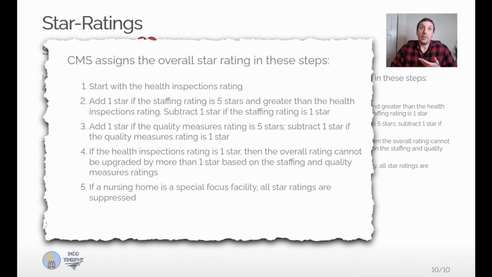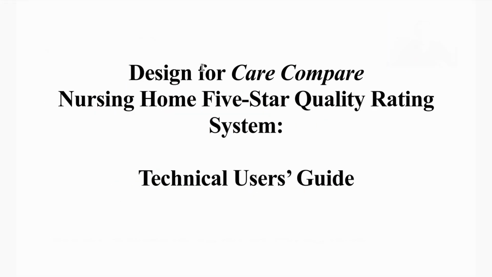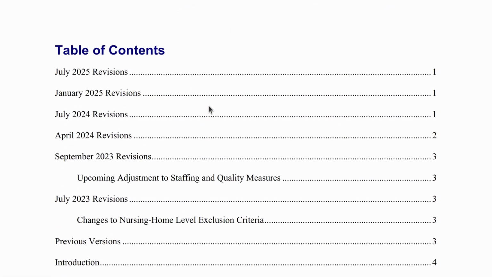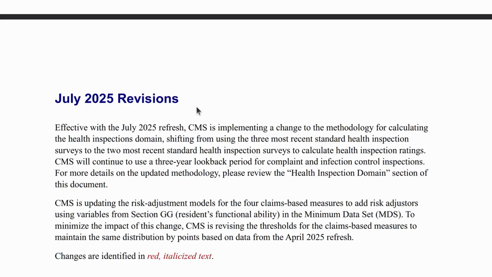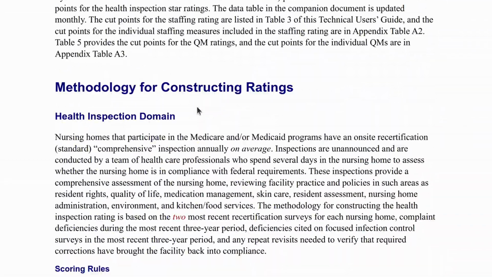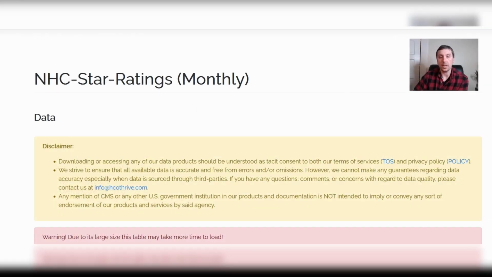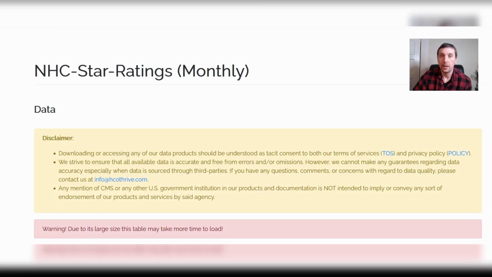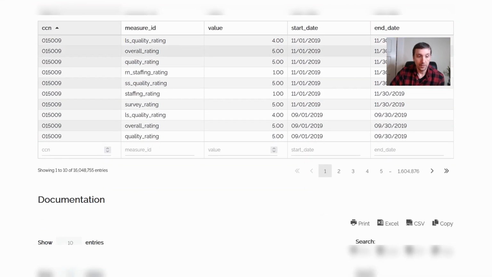In terms of how the star ratings are assigned, it is quite complex. An example comes directly from CMS, sort of their general overview of how the star ratings are assigned. And then each type of star rating has a lot more complicated methodology to it. You want to look at the star rating user guide that's produced by CMS to get a more full understanding of that.